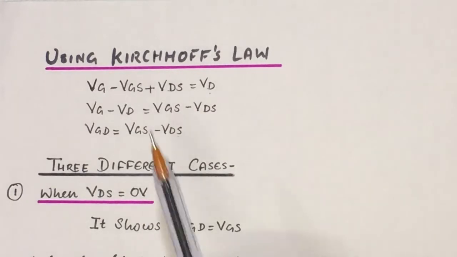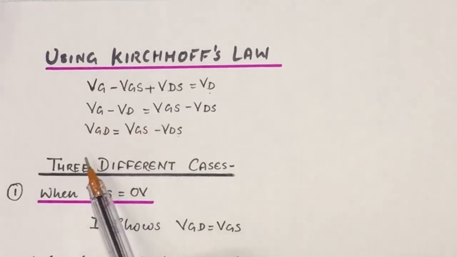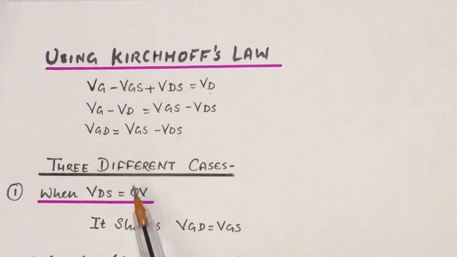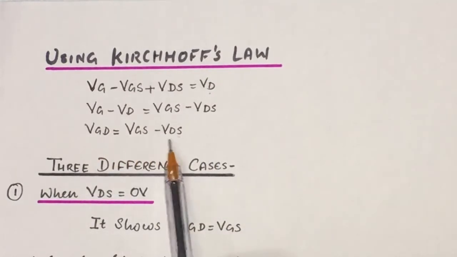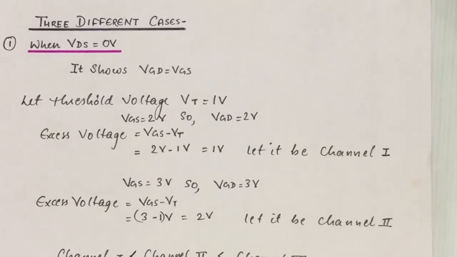The voltage difference between the gate and the drain is VGD, so this equation can also be written as VGD equals VGS minus VDS. We have connected 2 batteries. One of them is between source and gate, and its voltage difference is denoted by VGS. The other battery is connected between drain and source, and its voltage difference is denoted by VDS. Now we will understand the working of the MOSFET by varying the drain source voltage VDS.